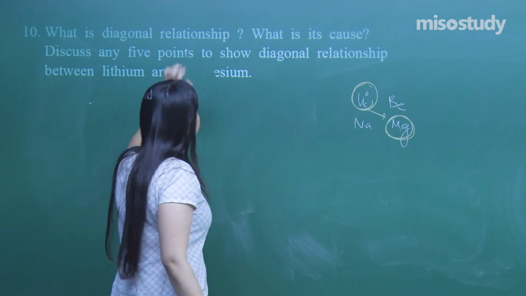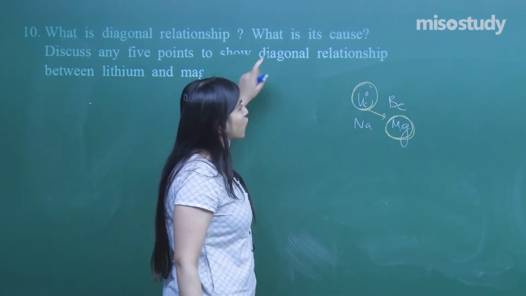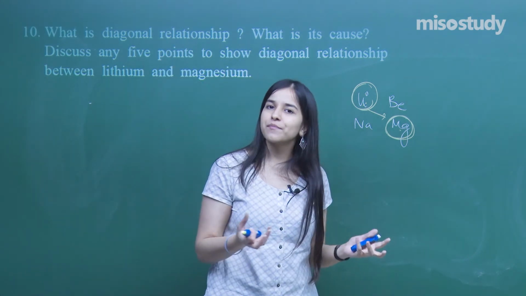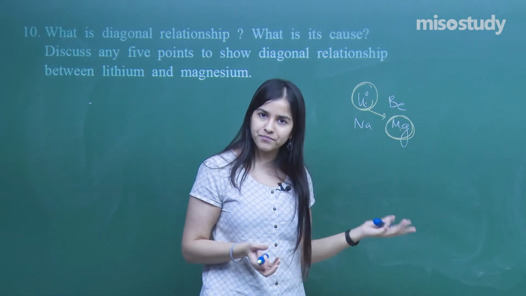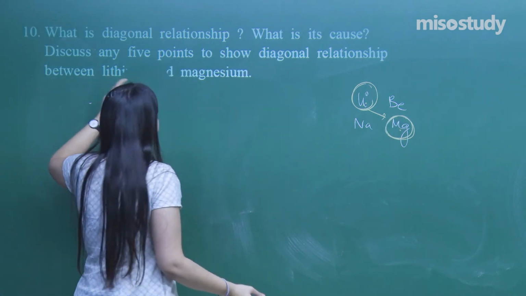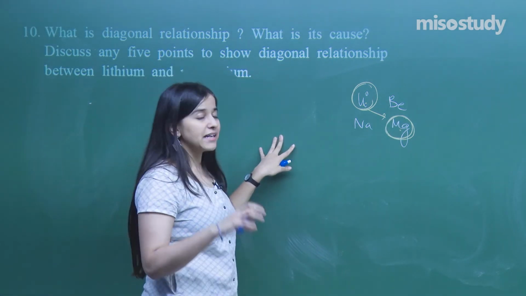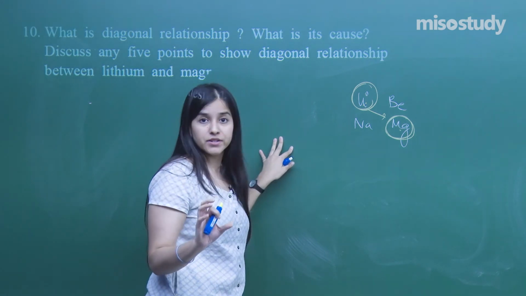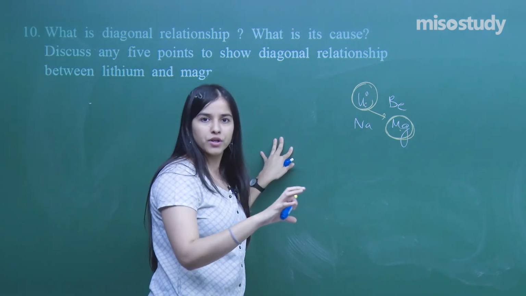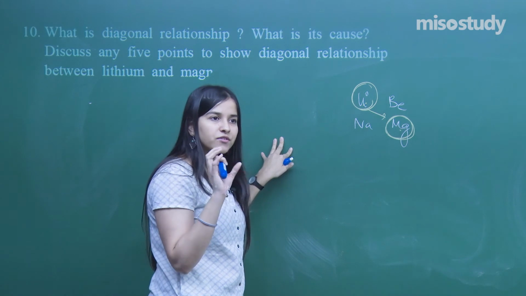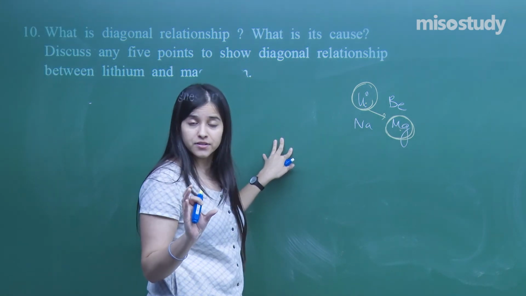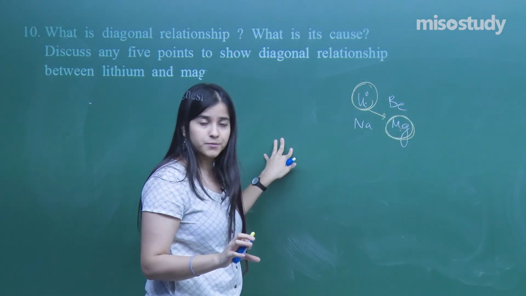First is the diagonal relationship definition. The cause is the somewhat comparable sizes. You can very well tell them. Discuss any 5 points showing the diagonal relationship. Any 5 you can write, but they should be relevant. Don't just go on with the theory points. Write some of the points involving the reactions. That will actually fetch you marks.